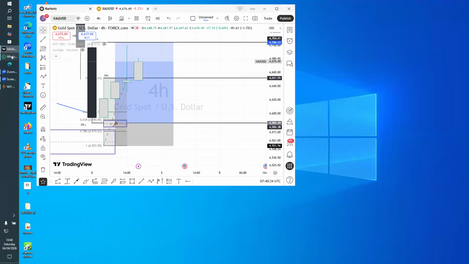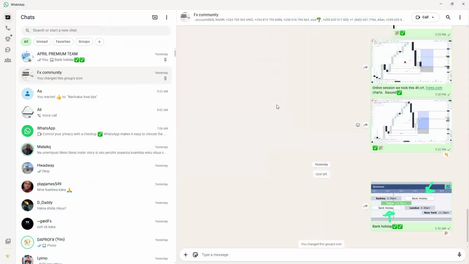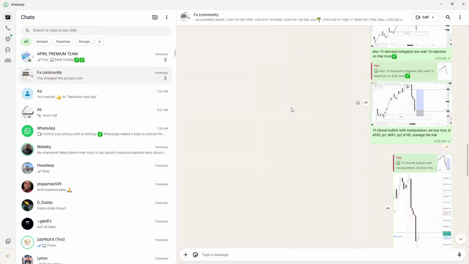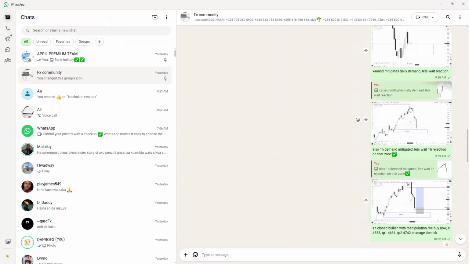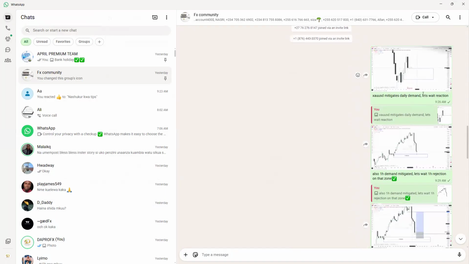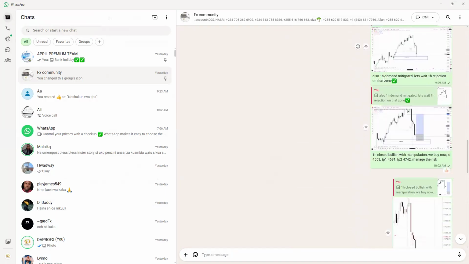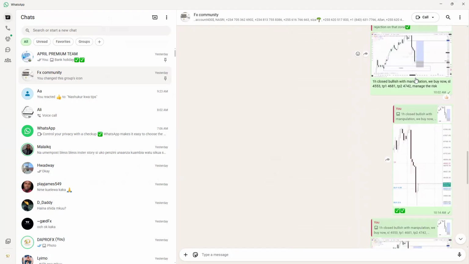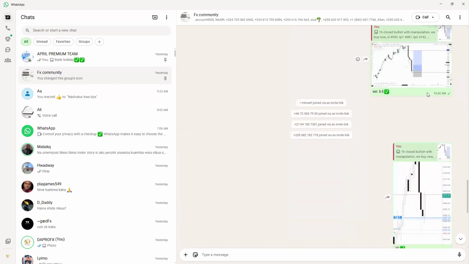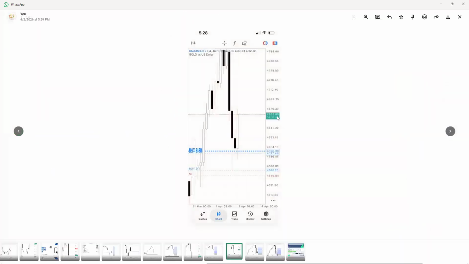It was executed with the analysis in the community. Let me show you here. You analyze it from the higher time frame. From the daily time frame, there was an order block, and then from the 1 hour time frame, there is an extreme demand area. Also on the 4 hour, there is an order block. So we execute these trades like this.